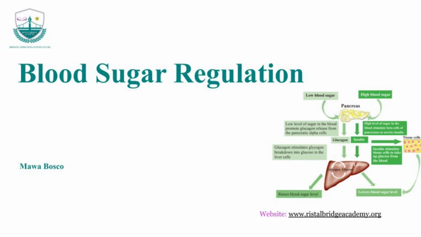All right, welcome everyone. Let's look at blood glucose regulation. When we talk about blood glucose regulation, we're talking about the fact that when you eat food, let us say you eat your posho, your rice, cassava, potatoes, these foods that we just mentioned actually contain carbohydrates, and these carbohydrates are converted into glucose, which is the simplest form of carbohydrates.